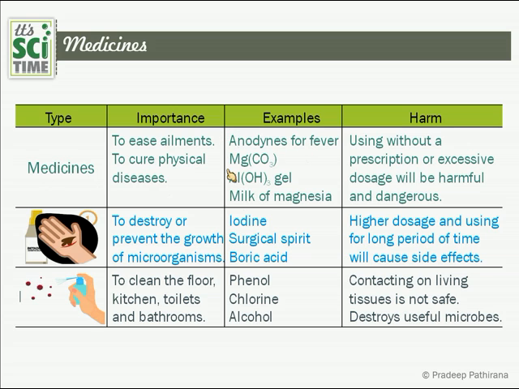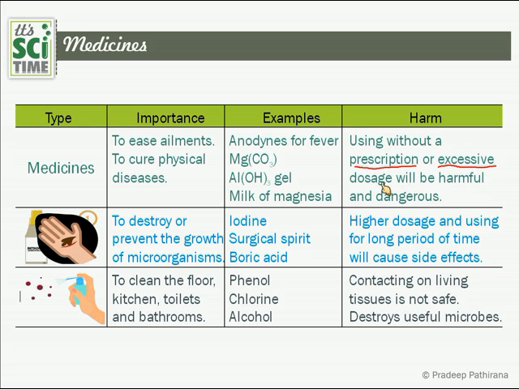Some examples are also given here: anodynes for the fever, the painkiller types, so maybe magnesium carbonate, aluminum hydroxide gel, milk of magnesia, such things are considered as medicines. There is a harm in using medicines. Medicines normally we use when we get sick or in a disease condition. But if you use them excessively or take them without a prescription of a doctor, that can be harmful to us, and mainly damage our kidneys and liver.